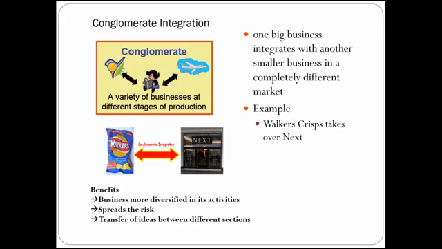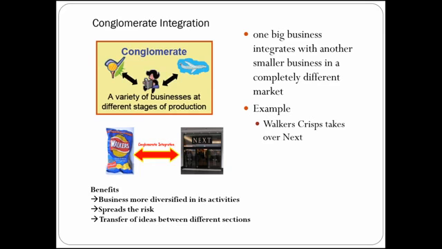Like this example here, Walkers, for example, the crisps, with Next, which is a clothes store. So here the business will have more diversified activities. I have a lot of activities that I can put my money in, and I'm spreading the risk now. Instead of taking the risk alone, other people are taking the risk with me.